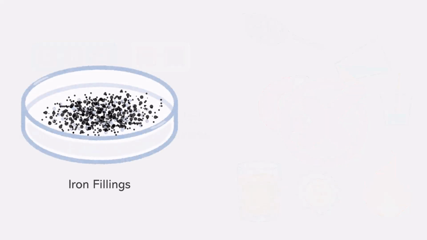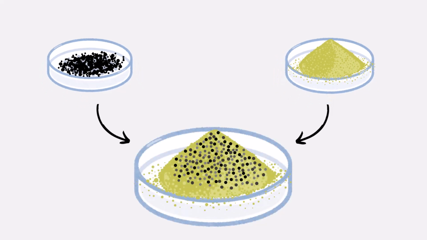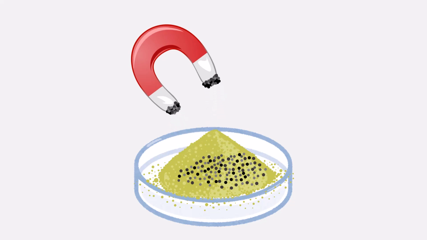Let's take some iron filings and sulfur powder. These are two elements in their pure form. First, let's mix them thoroughly. This creates a mixture. Notice that even after mixing, the individual properties of iron and sulfur remain unchanged. The iron filings are still attracted to a magnet and can be easily separated.